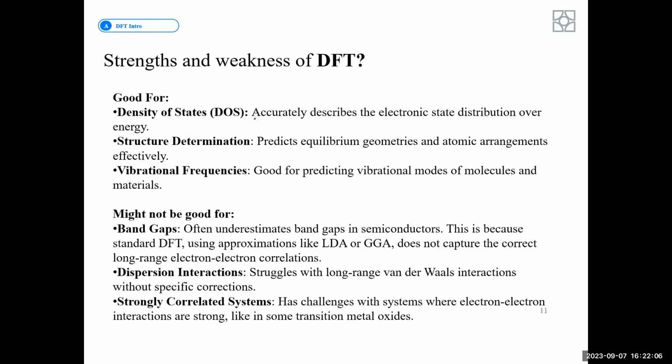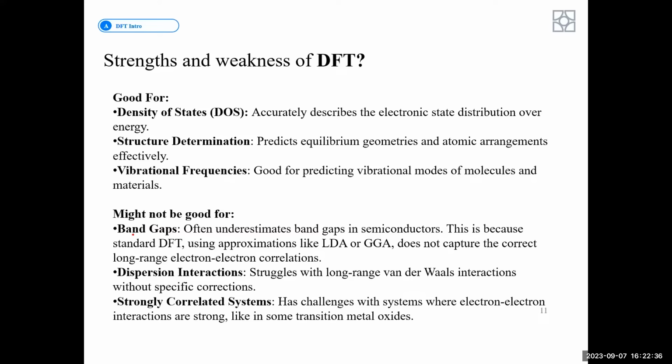It's really good for density of states. It can accurately describe the electronic state distribution over energy. It's really good for structure determination. It can also predict the equilibrium geometries and atomic arrangement effectively. It is also really good for vibrational frequencies, good for predicting vibrational modes of molecules and materials. But it is also well known that DFT cannot be good enough for band gap calculation.